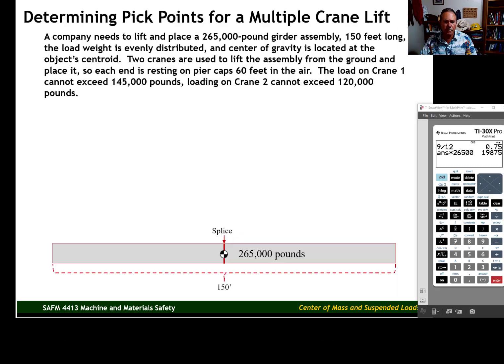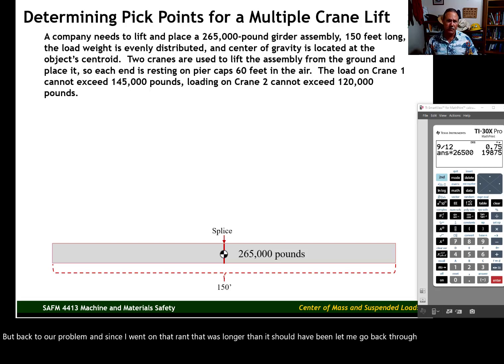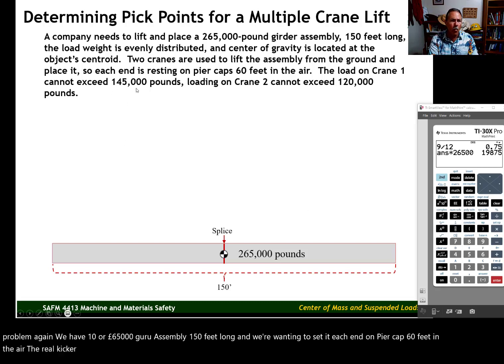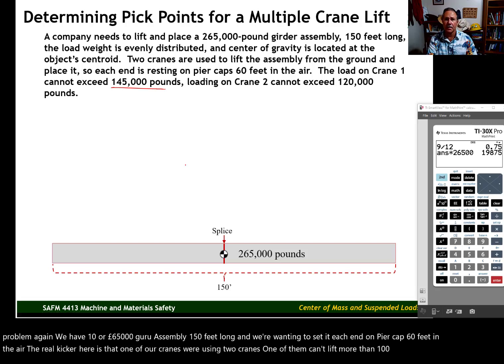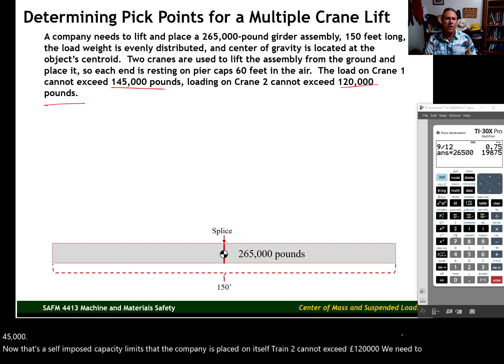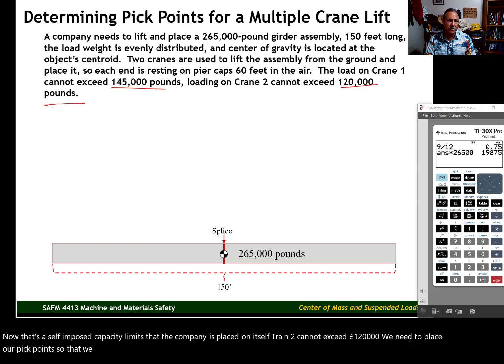100,000 pound girders. But back to our problem, and since I went on that rant that was longer than it should have been, let me go back through the problem. Again, we have a 265,000 pound girder assembly, 150 feet long, and we want to set each end on a pier cap 60 feet in the air. The real kicker here is that we're using two cranes, and one of them can't lift more than 145,000 pounds. That's a self-imposed capacity limit that the company has placed on itself. Crane 2 cannot exceed 120,000 pounds. We need to place our pick points so that we don't exceed either of these limitations.